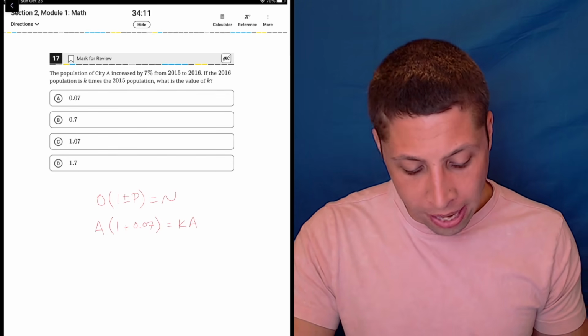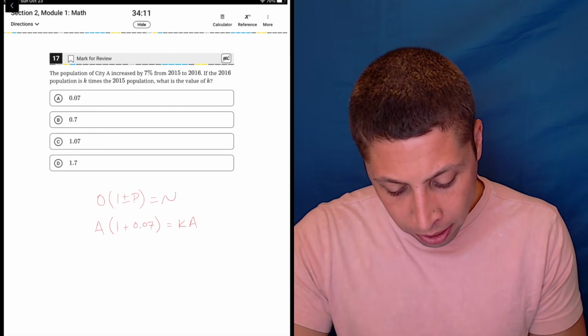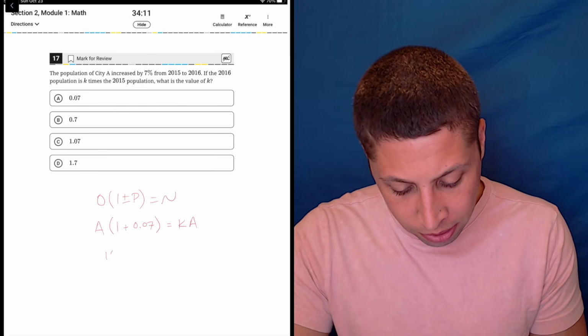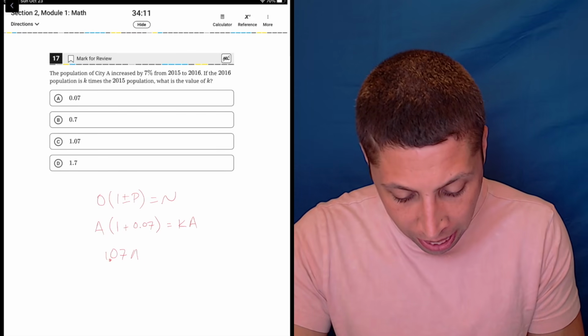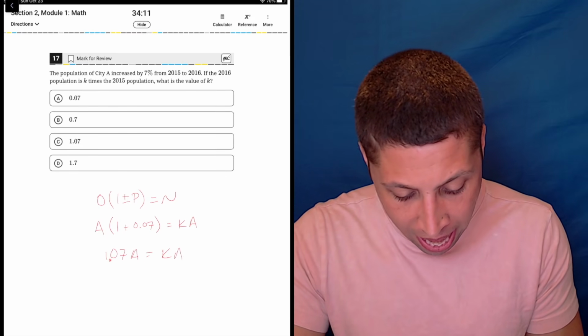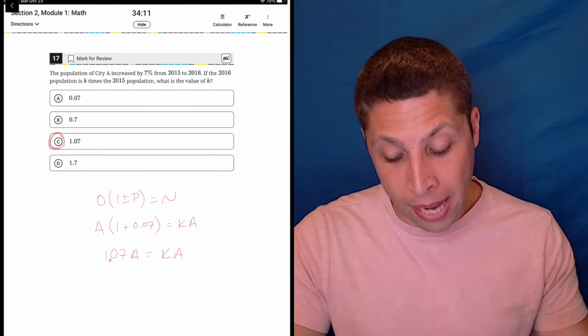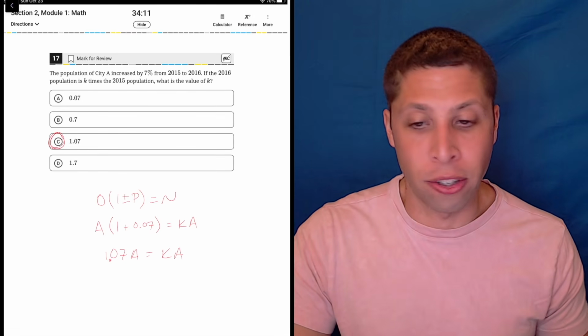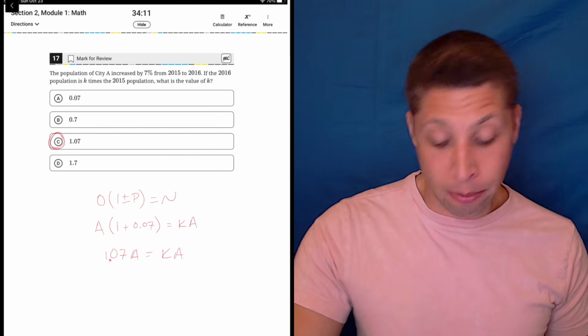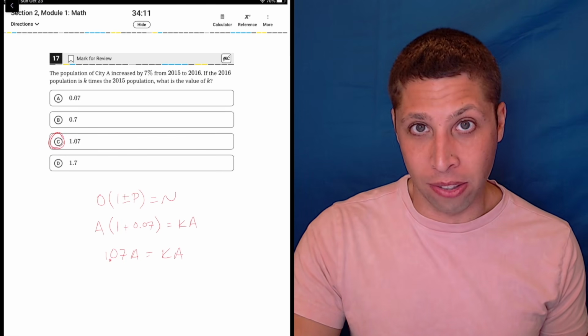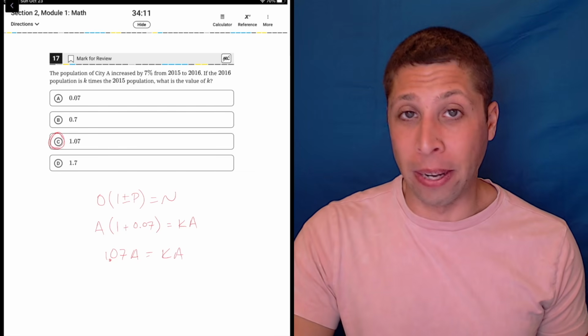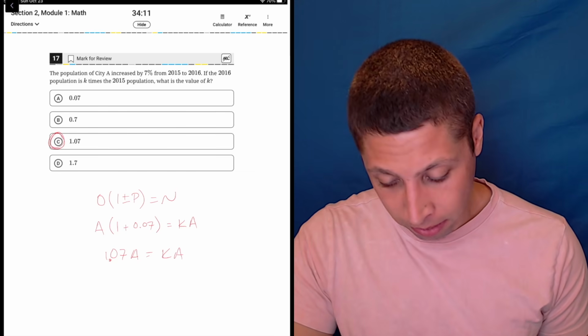So you can see that the A is not going to really matter. If I simplify the left side, 1.07A is KA, so the K is 1.07. Some of you might have just been able to intuitively grasp that, but anytime I see percentages, I'm nervous. And I've got 18 minutes left, and we've only got 5 questions left. So I'm going to take my time and make sure I don't make mistakes.